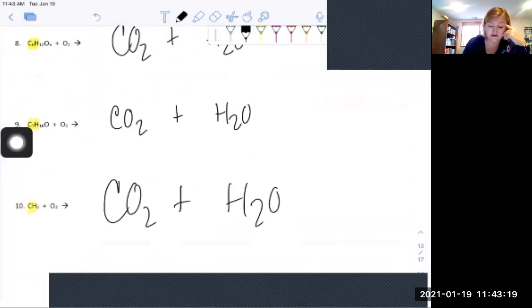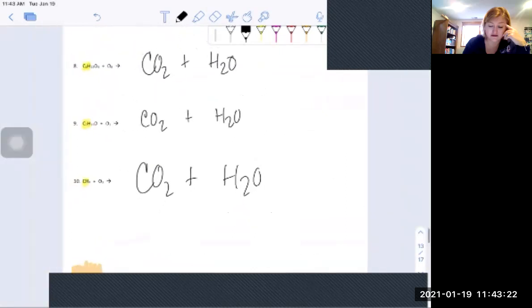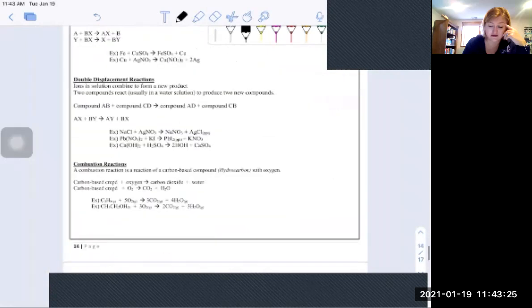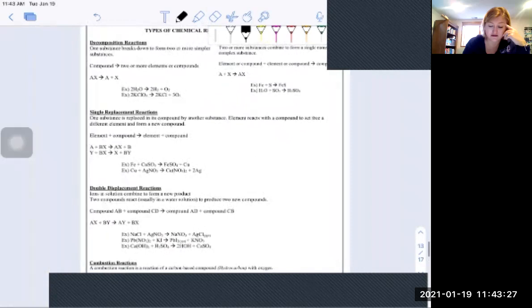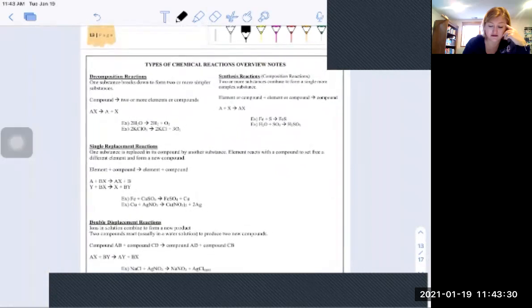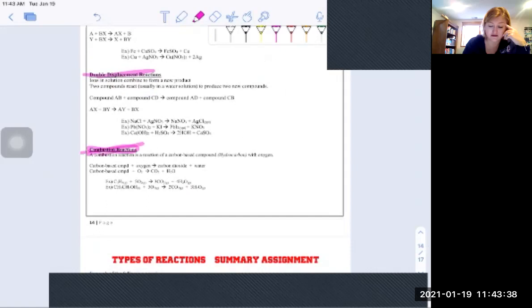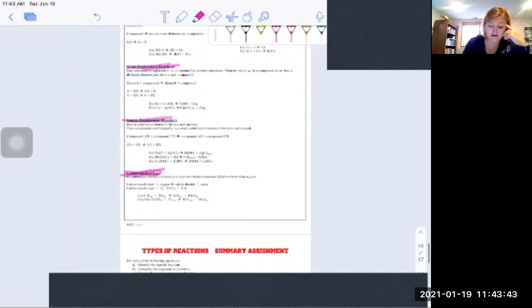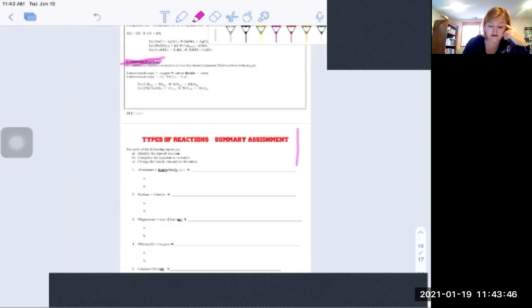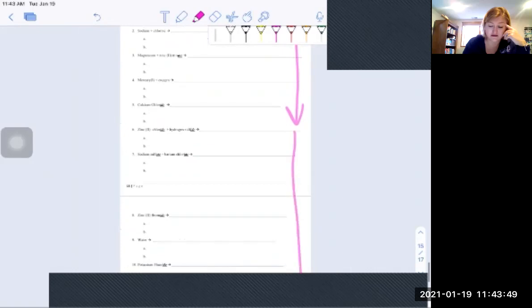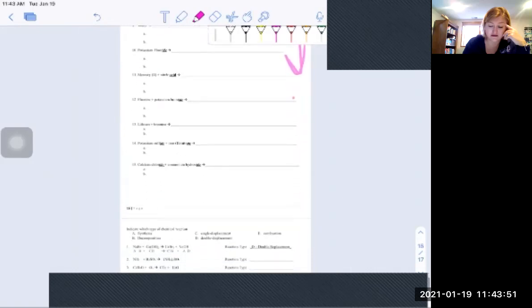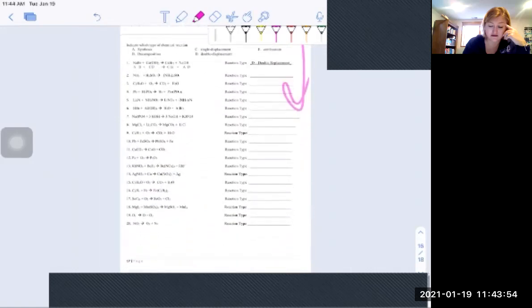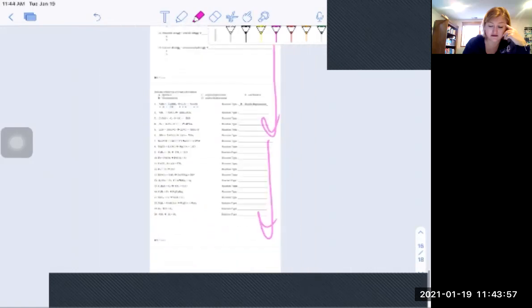Okay, that's all we got for learning this week. If I were you, to start preparing for your test next week, I would review these notes. This is a really helpful overview. It has all the different types of reactions: decomposition, synthesis, single replacement, double replacement, and combustion. It has every kind of reaction we've talked about in our on-level chemistry. Review those notes, know those, and then start working on this review. If you can do these 3 pages for review, you should be good to go for your test.